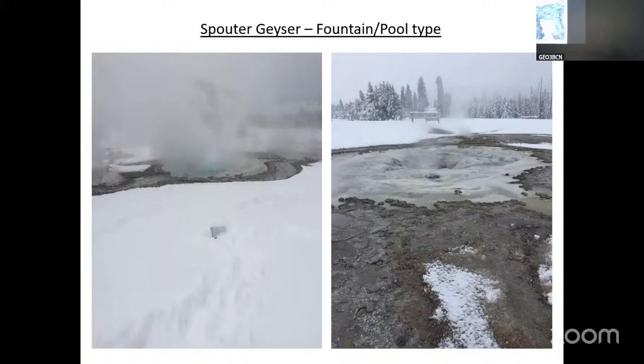So that it's warm. So in this winter when we were working, there was about 2 meters of snow right here, and you knew where not to go, basically. But these are the two states. This is the eruption state. This is the recharging state for Spouter.